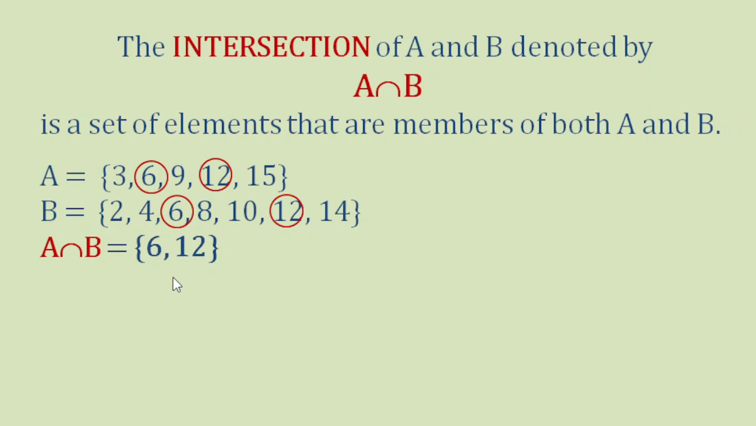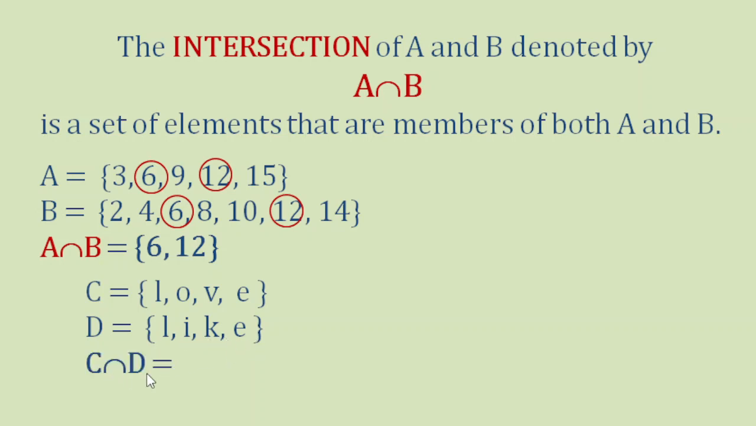Let's have another example. The elements of C are LOVE, and the elements of D are LIKE. So what is C intersection D? Meaning to say, we are going to find the elements that are members of both C and D. So in this case, we have L and E. So the elements are L and E.